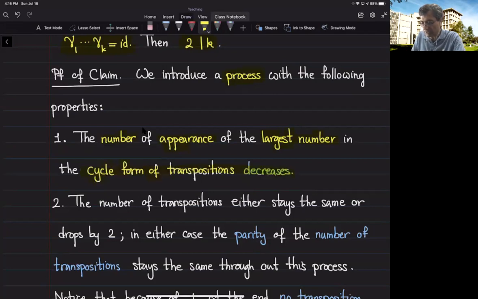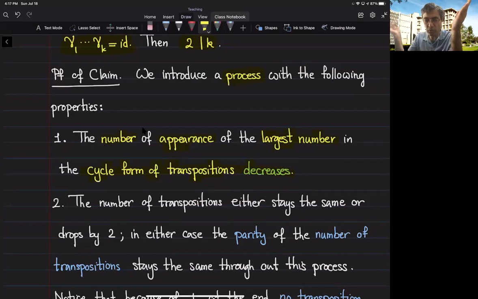So if I think about these transpositions as cycles, there are 2 numbers that appear in the support of these transpositions. So in the support of gamma 1, I have 2 numbers. In the support of gamma 2, I have these numbers. I look at the maximum of the numbers that appear in this, and I try to decrease the number of times that this maximum appears in gamma 1, in gamma 2. So I'm going to change gamma i's in a way that the number of times that this maximum appears decreases, without changing the total support.